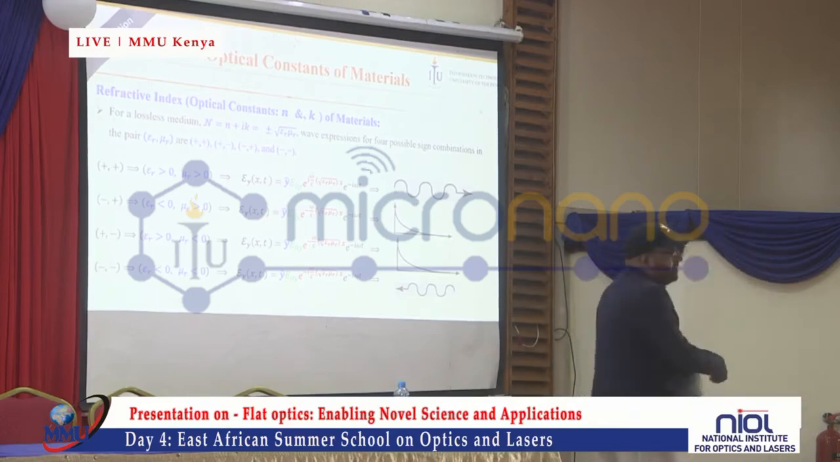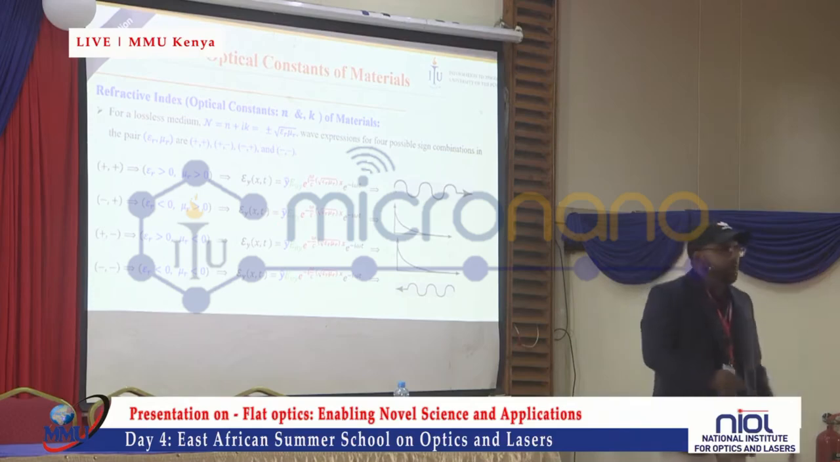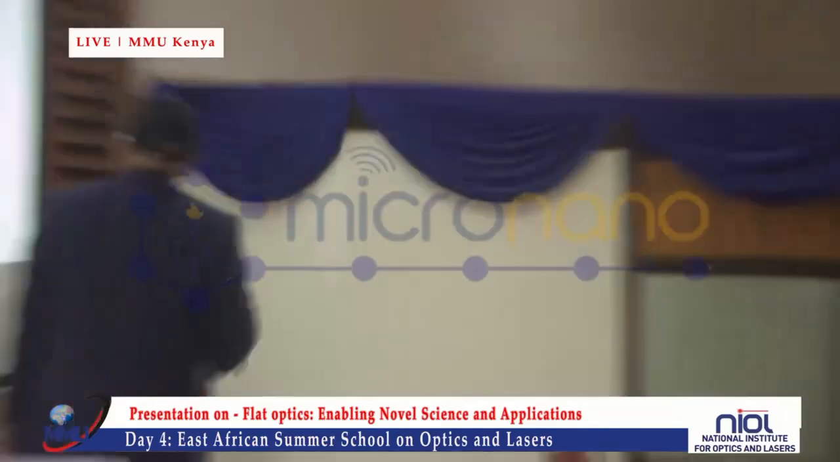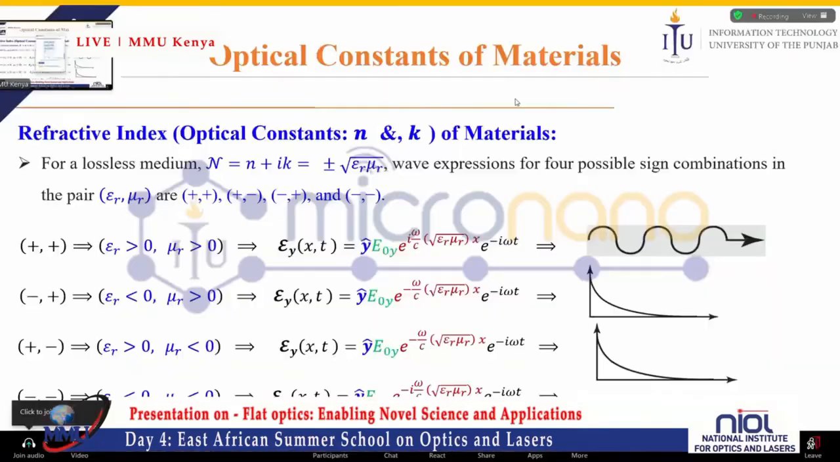Now I took a lossless medium, I take K out of the picture to see the impact of these four cases. So if both of them are positive, we have a phase term, so we have a complete wave, and it is a forward propagating wave. It is propagating in the positive direction.